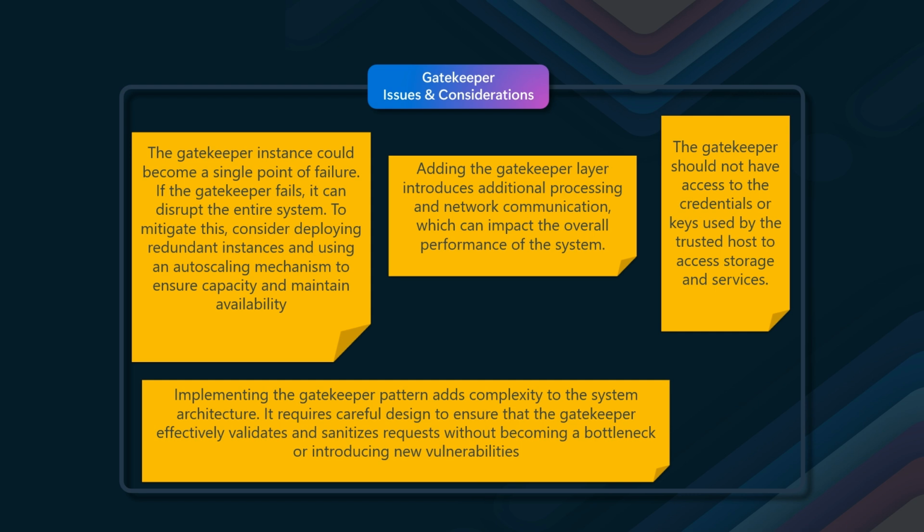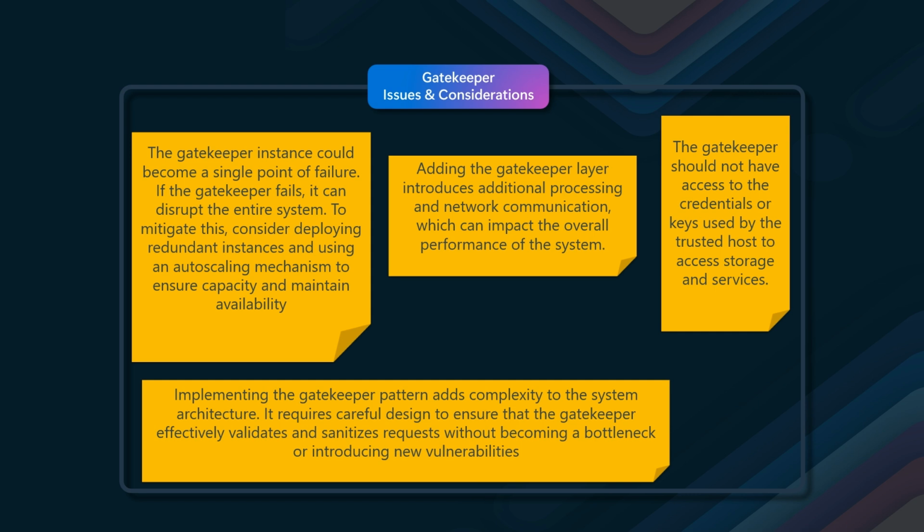Secure communication. Use secure communication channels, HTTPS, SSL, TLS, between the gatekeeper and the trusted hosts or tasks. This helps in protecting the data in transit and ensures that the communication between the gatekeeper and the trusted host is secure. Ensure that the trusted hosts expose only the internal or protected endpoints that are used exclusively by the gatekeeper. The trusted host should not expose any external endpoints or interfaces to minimize the attack surface.